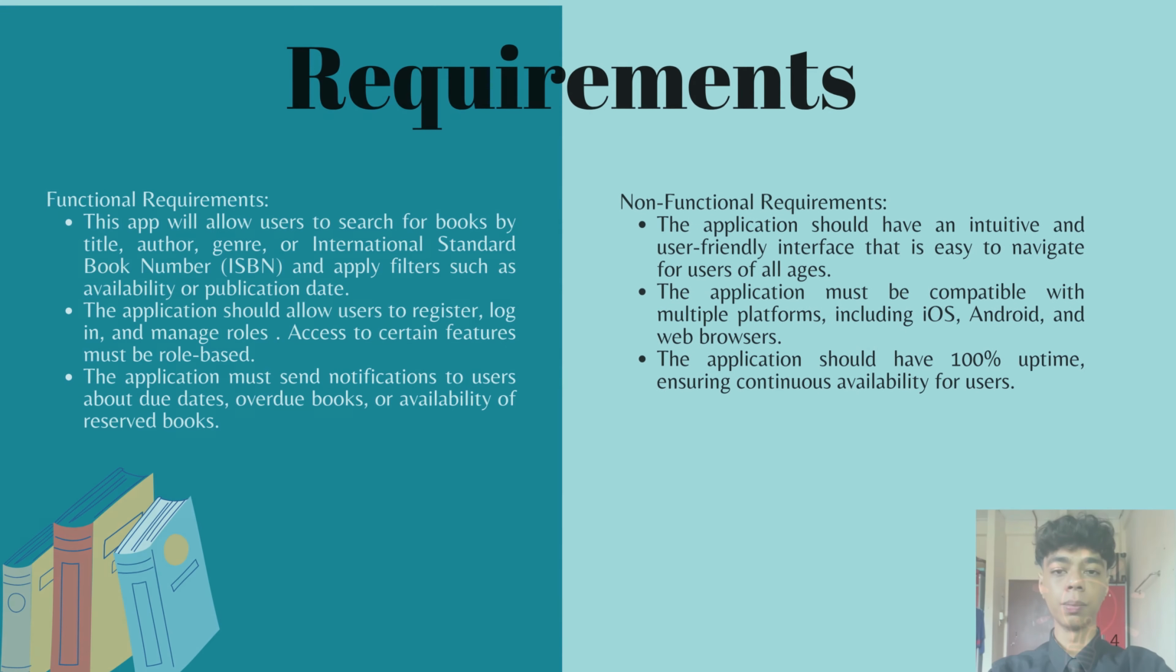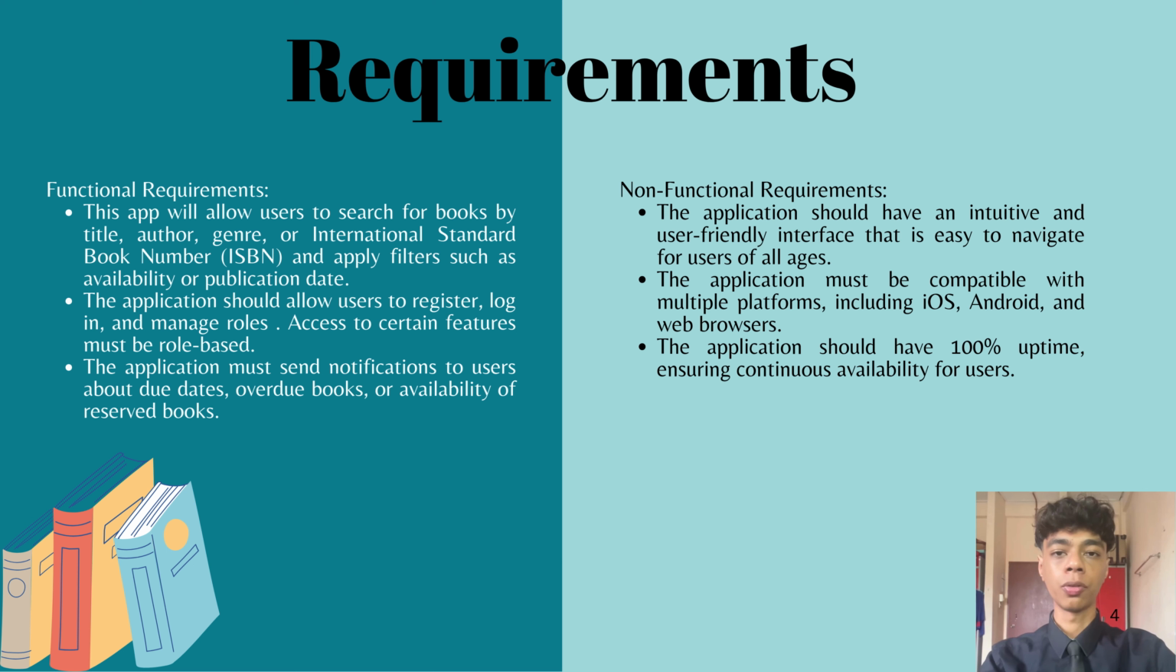For functional requirements, this app will allow users to search for books by title, author, genre, or International Standard Book Number, and apply filters such as availability or publication date. The application should allow users to register, log in, and manage roles. Access to certain features must be role-based. The application must send notifications to users about due dates, overdue books, or availability of reserved books.